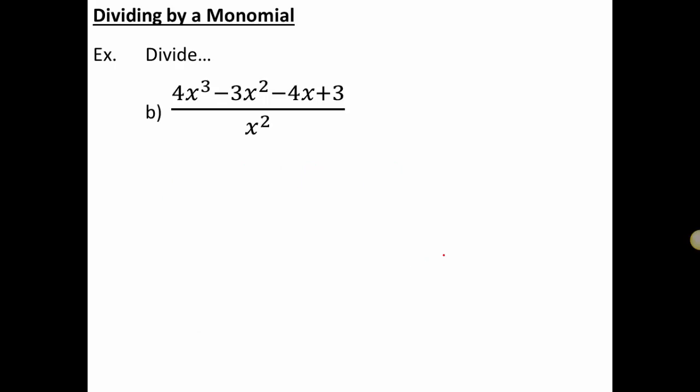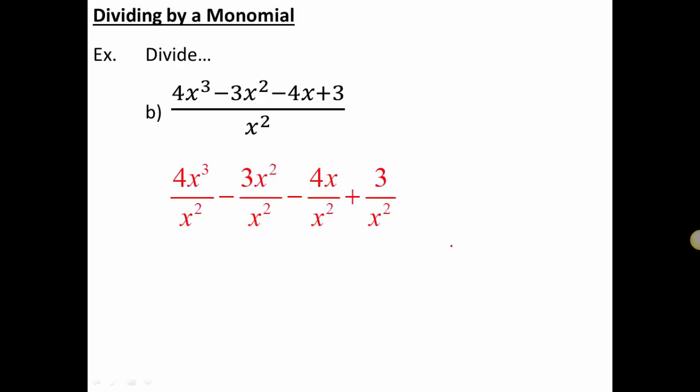Here's another one. Try this one on your own. Hit play when you're ready. So same basic deal. We're going to split it up into however many fractions we have based on the number of terms on the top. 4 terms on the top, 1 term on the bottom. That means 4 fractions overall, all over x squared.